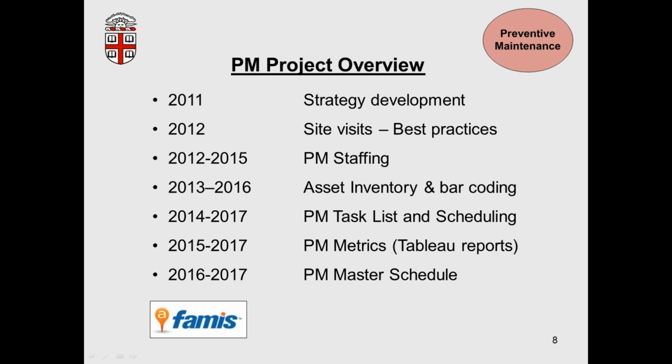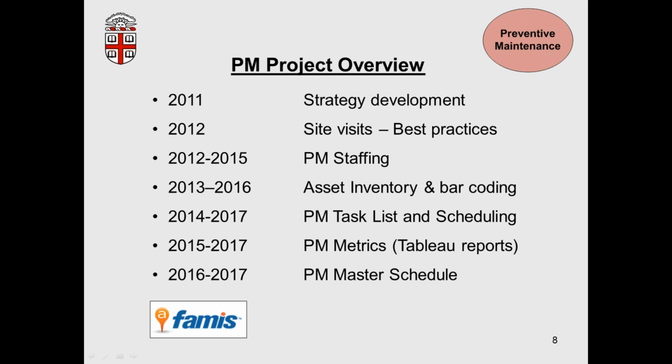And we're closing in on completion of that. We're just down to our last couple of portfolios, which are the buildings that have the least amount of PM on them. And we've asset tagged all the equipment on campus. We've categorized it and prioritized all the different types of assets. And then throughout that whole time frame, we started updating the PM task list and updating the schedules on whether they're quarterly, semi-annually, or annually.